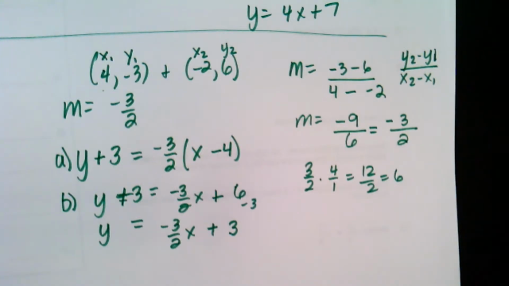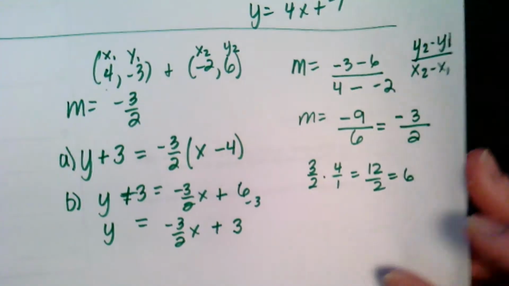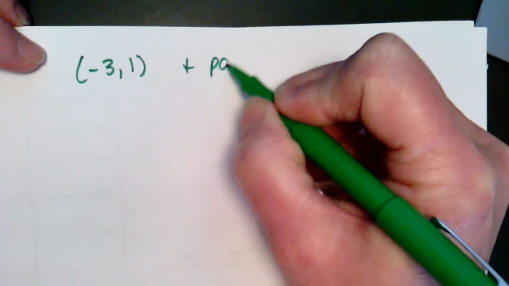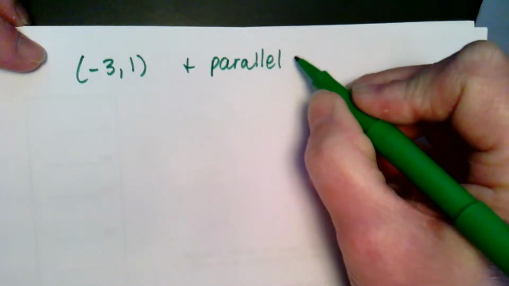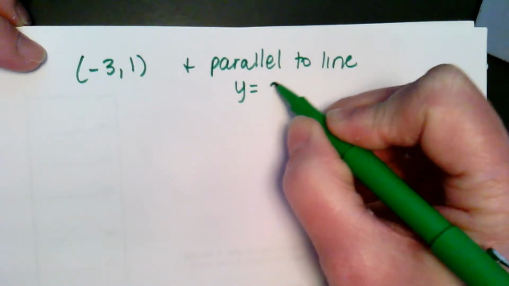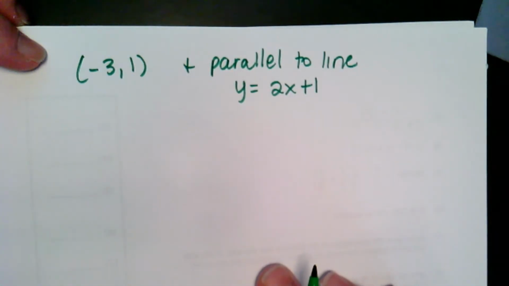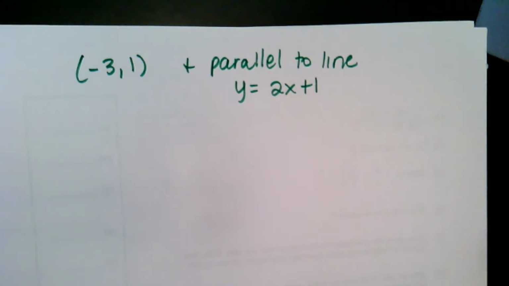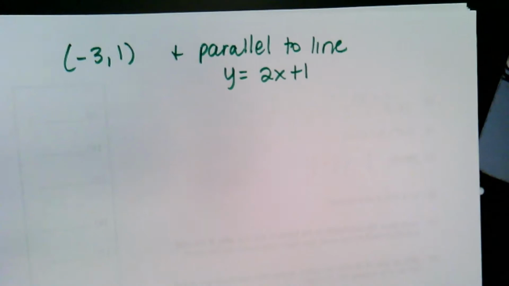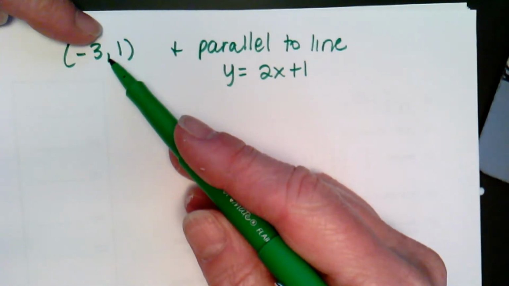Alright, the next question says, write an equation of the line passing through (-3, 1) and parallel to the line, and they give us an equation, y = 2x + 1. And then they want our point slope form and then the slope intercept form. Alright, so we have our point. We always need a point. We always need a slope.